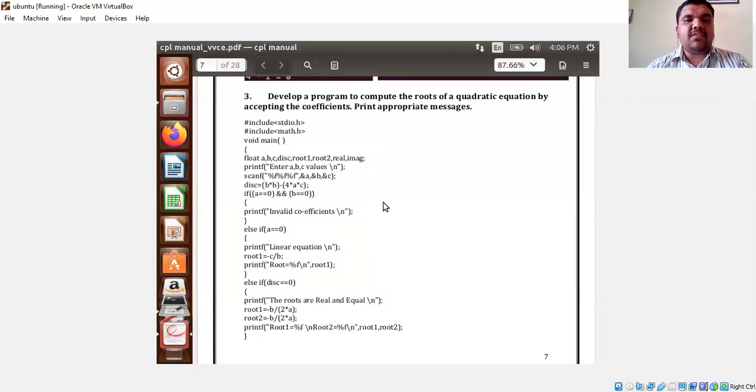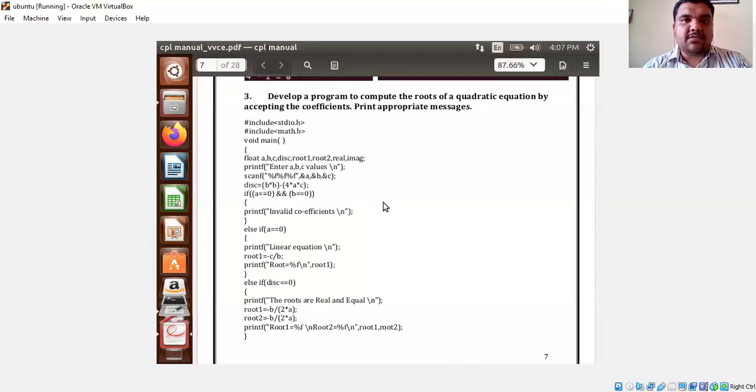Next one is if the value of a is equal to 0. If that condition fails, else if a equal to 0 is going to work. If the value of a is 0, then we are going to print it as a linear equation. Any linear equation is of the form mx plus c. It has only one root. That root is going to be calculated using the formula minus c divided by b.